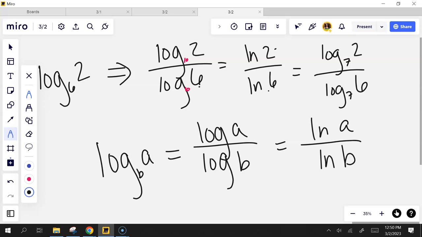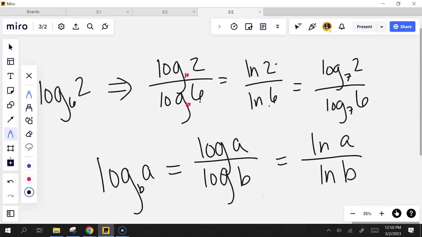Most calculators will not let you type in a base. You can only hit the log button and do a base 10 or the LN button and do a base E. All right. Change of base.